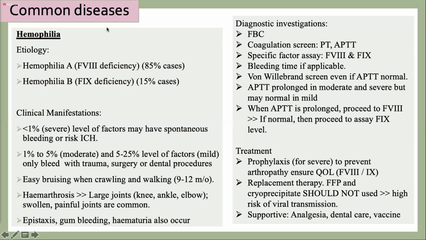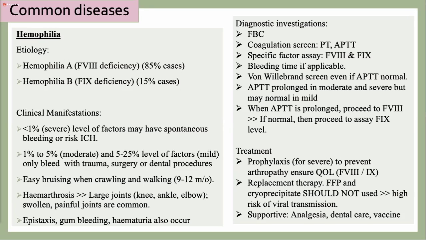Okay, regarding the diagnostic investigation for hemophilia, we could do a full blood count to see the platelet level. However, it's supposed to be normal since the problem is in the coagulation factor, not the platelet. Then we screen for coagulation, which will be PT and APTT. At this point, we expect PT to be normal, and if hemophilia is the disease, the APTT should be prolonged.